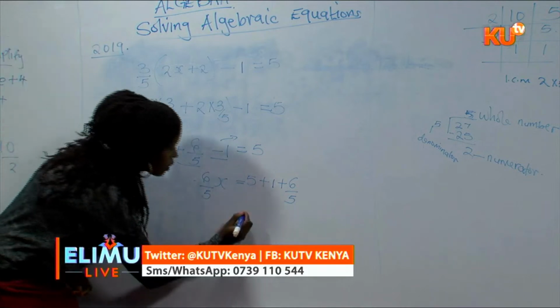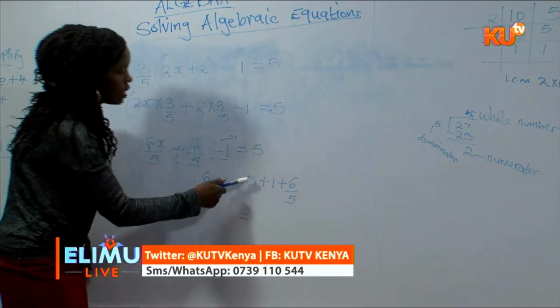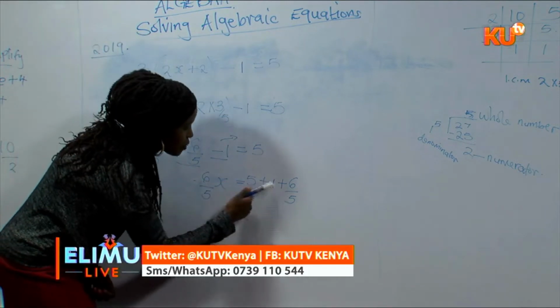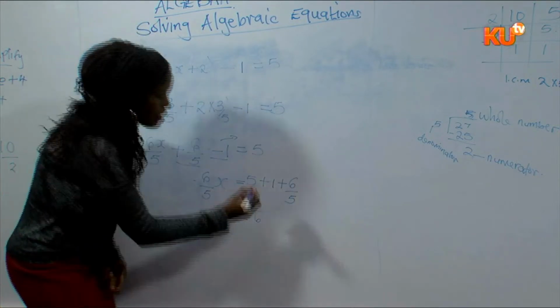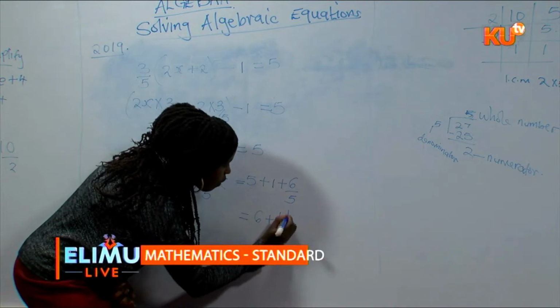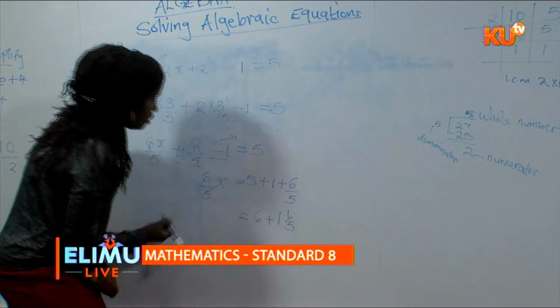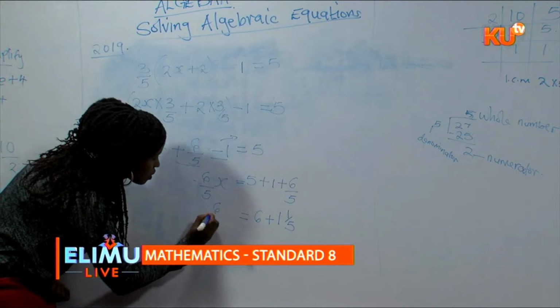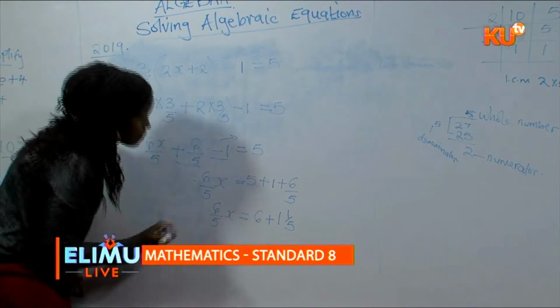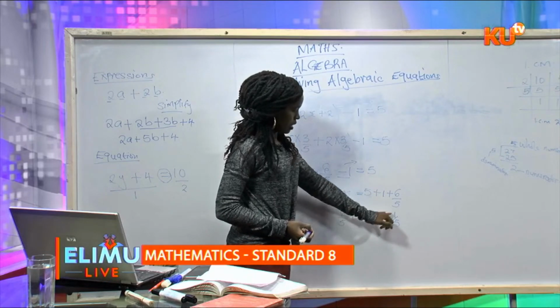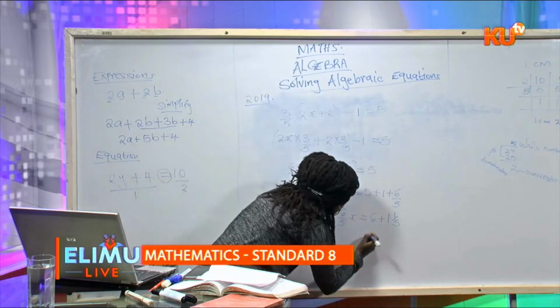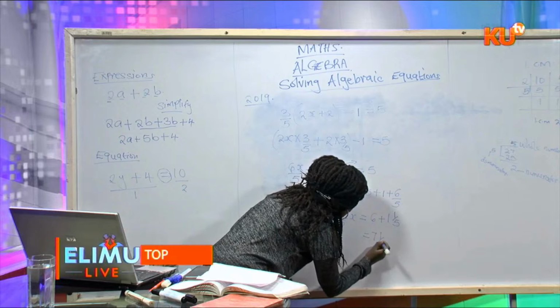So let's try to solve this. 5 plus 1 is 6, and this 6/5 is the same as 1/5. So this side I still have 6/5x. So you add this 6 plus 1, we get 7, and then a fifth. So we have 7 and a fifth.